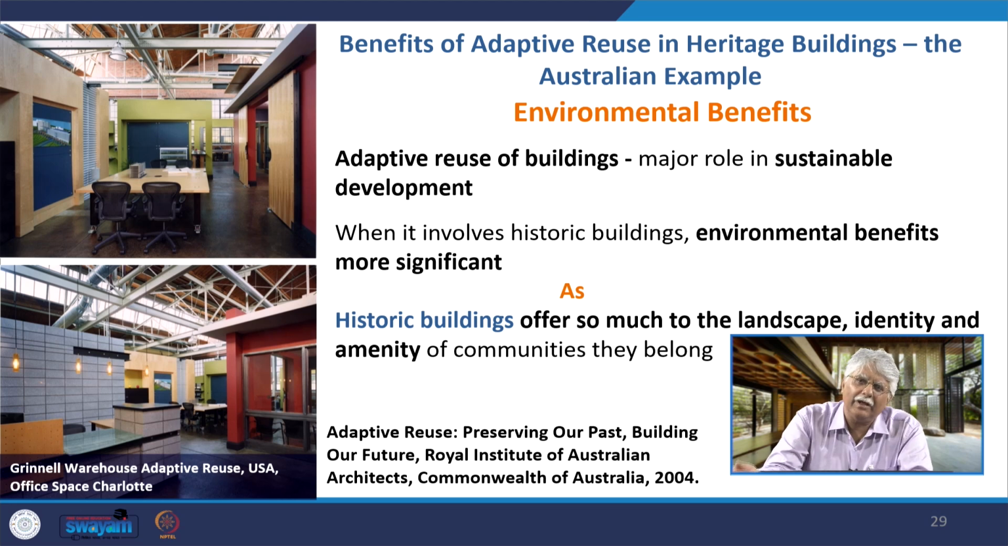The benefit of adaptive reuse in heritage buildings, let's take the Australian example, we'll see 2-3 aspects. One is the environmental benefit. Because of adaptive reuse, it has a major role in sustainable development. Because it involves historical buildings, environmental benefits are more significant as historical buildings offer so much to the landscape, identity and amenity of communities they belong to. So we are looking at the social aspect, the benefit that the building is offering.